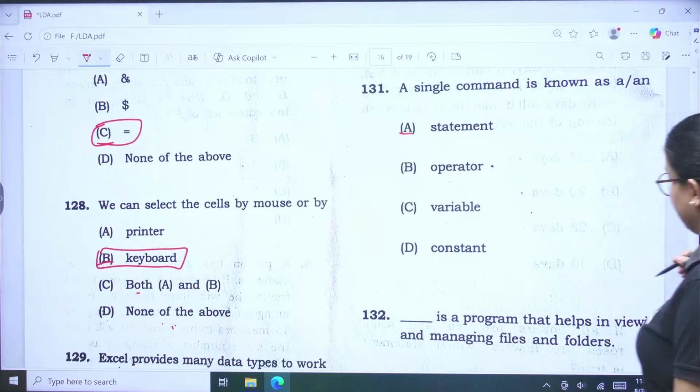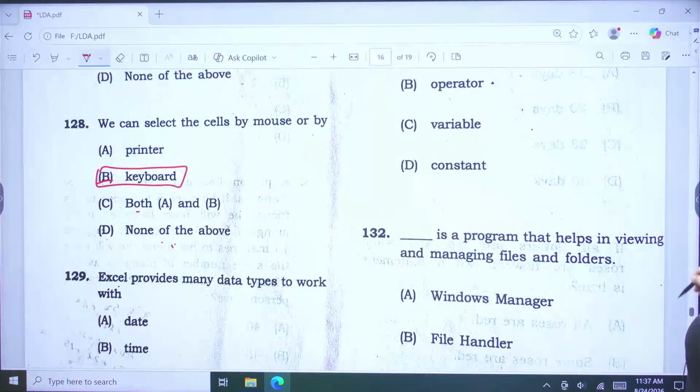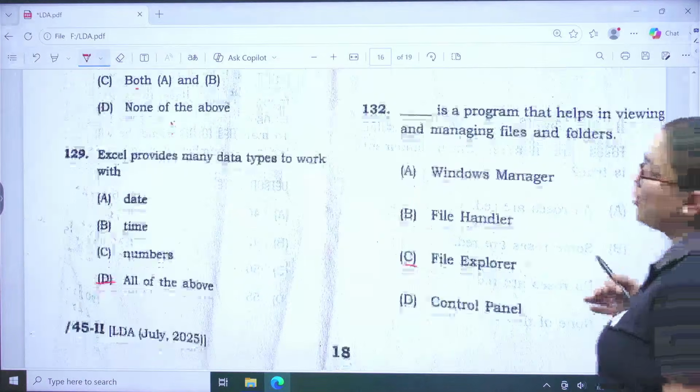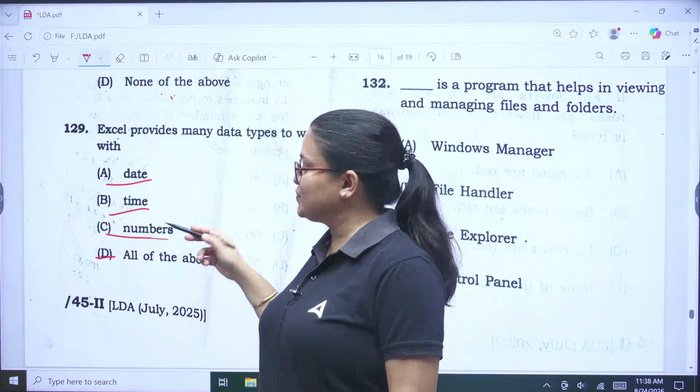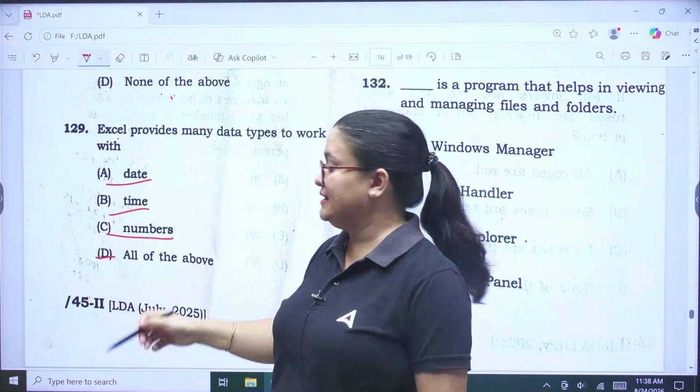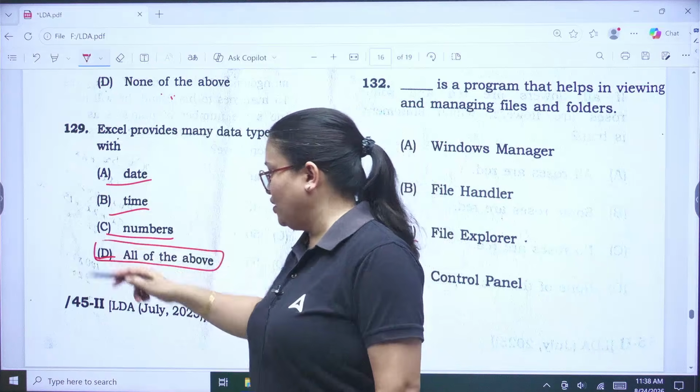Okay. Next, Excel provides many data types to work with. So what type of work can we do with Excel? We can also give date, time as well, numbers. We can play with numbers with Excel, right? So the answer is all of the above.